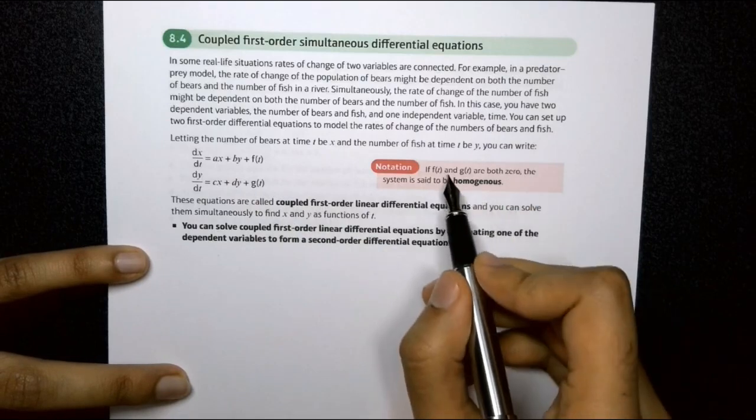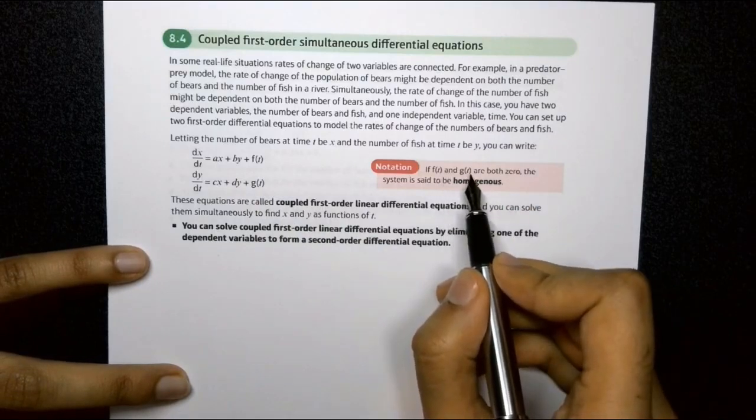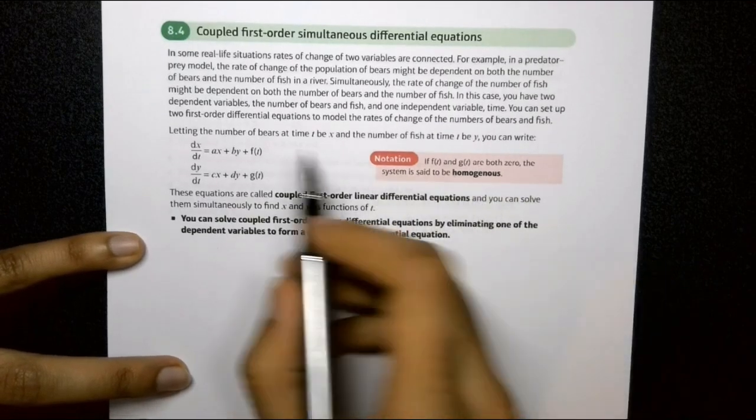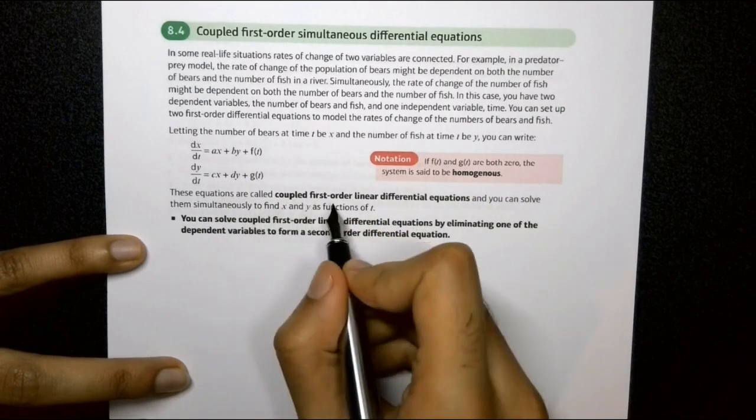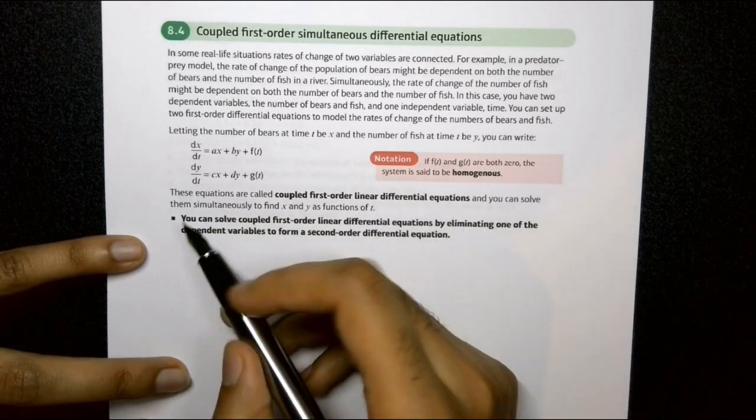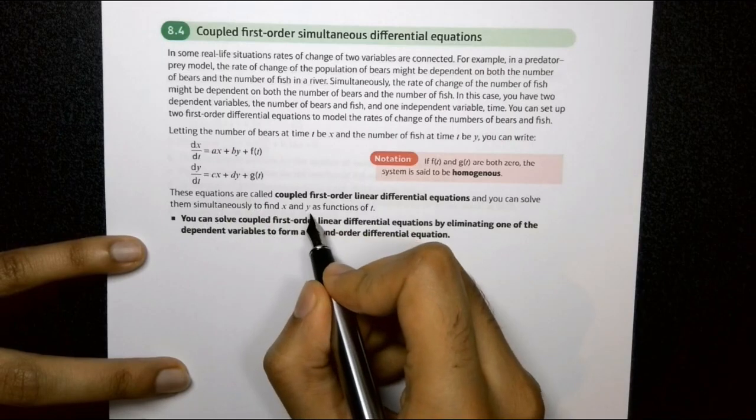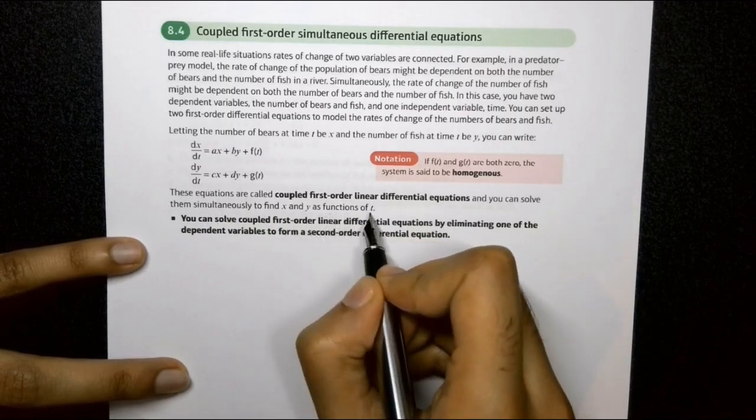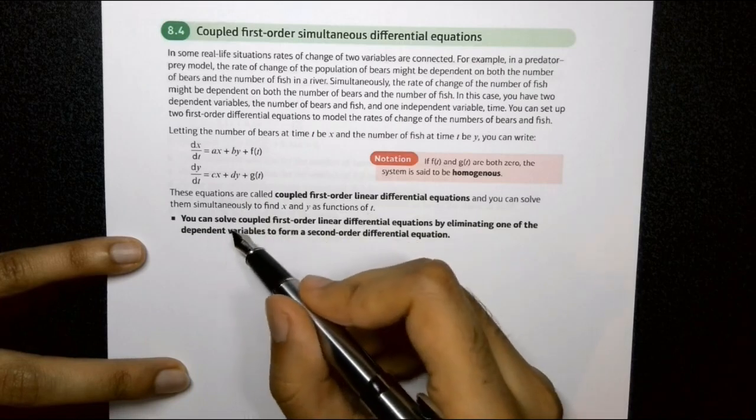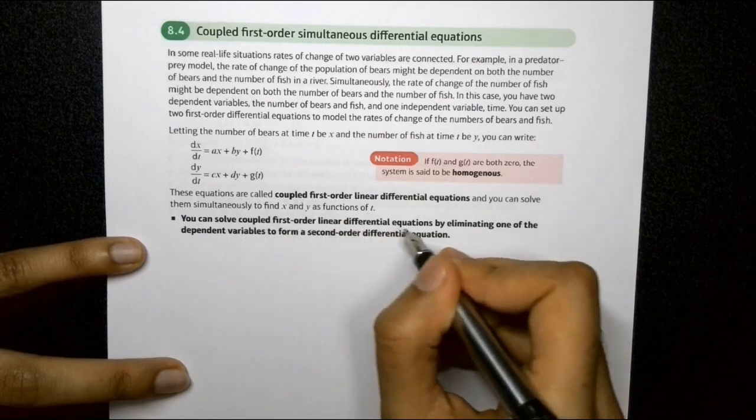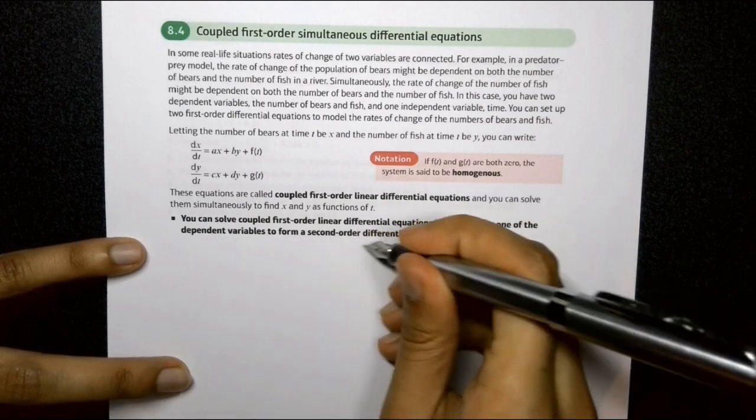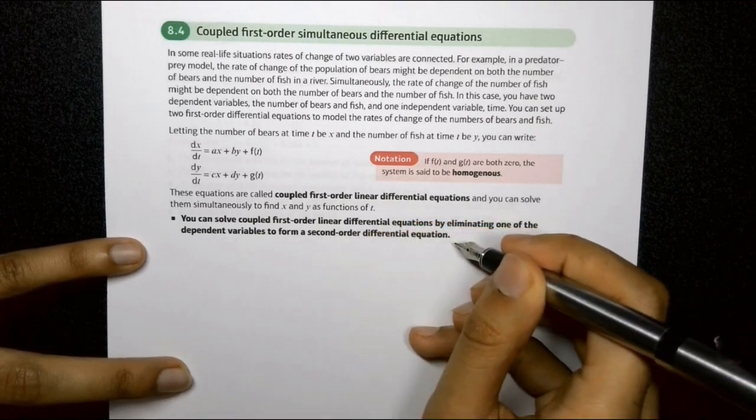Now, if f of t and g of t are both 0, the system is said to be homogeneous. These equations are called coupled first order linear differential equations, and you can solve them simultaneously to find x and y as functions of t. You can solve coupled first order linear differential equations by eliminating one of the dependent variables to form a second order differential equation.